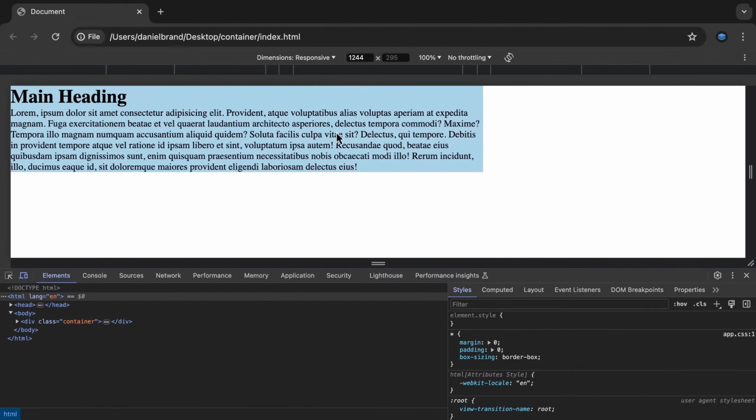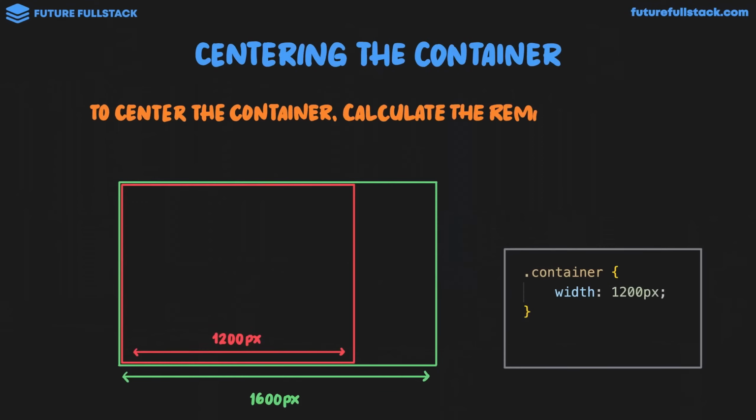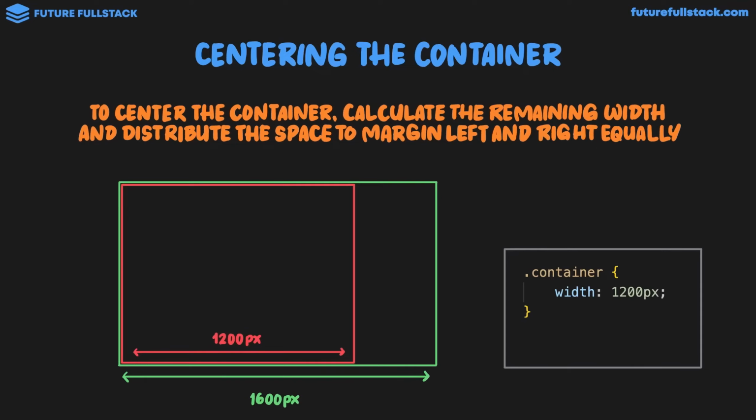So let's now talk about centering the container. To center the container, calculate the remaining width and distribute the space to margin left and margin right equally. In the example we were looking at before, we have a viewport width of 1600 pixels and a container width of 1200 pixels. To work out the amount of margin left and margin right, we would do 1600 pixels minus 1200 pixels divided by 2 to give us 200 pixels.